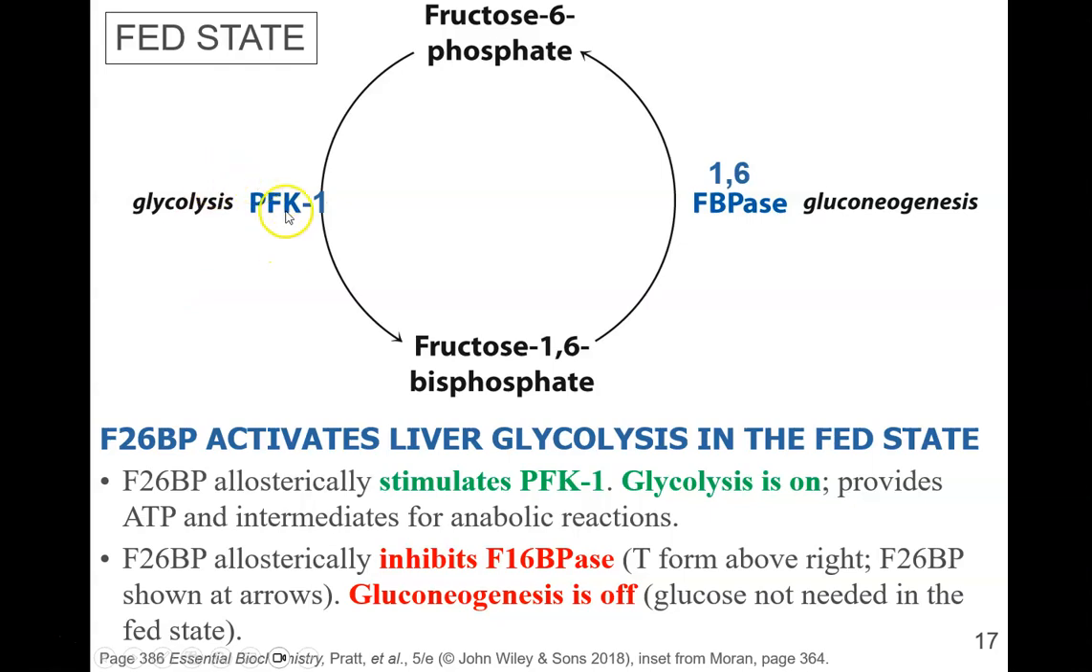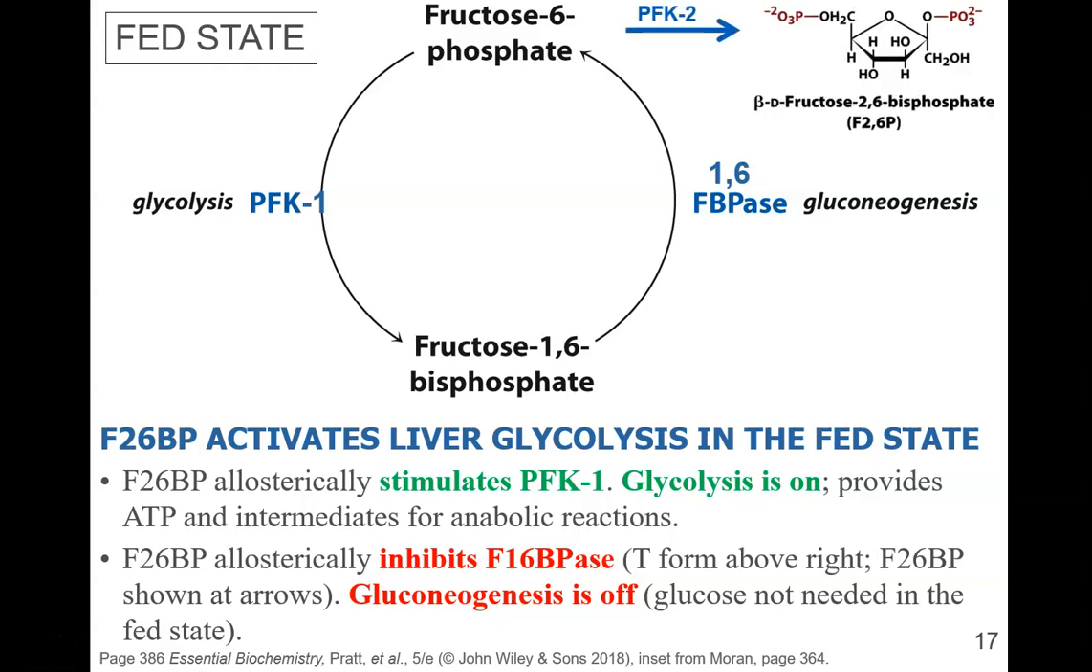So in this case, we want the PFK1 to be on. So that means we want to stimulate PFK1. And remember, fructose 2,6-bisphosphate is going to turn PFK1 on. That will turn glycolysis on. So we want fructose 2,6-bisphosphate to be there.